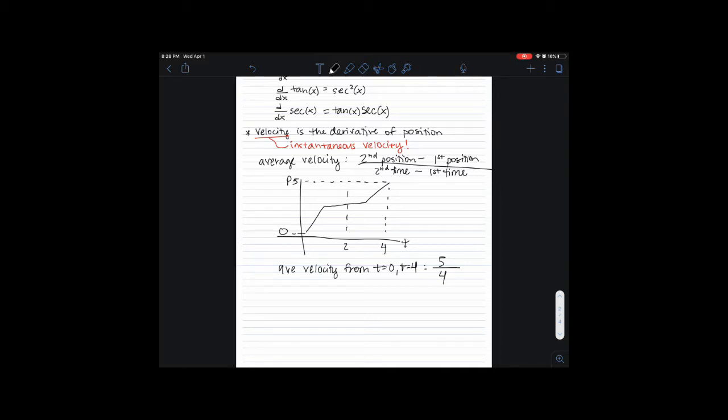But if I were to tell you to say find my instantaneous velocity at 2, well, this average velocity wouldn't be very helpful, because if we look at 2, it looks like our velocity is near 0. The slope here is basically 0. So that's just something to keep in mind. If you wanted to find the average velocity right here, you need to take a smaller interval.